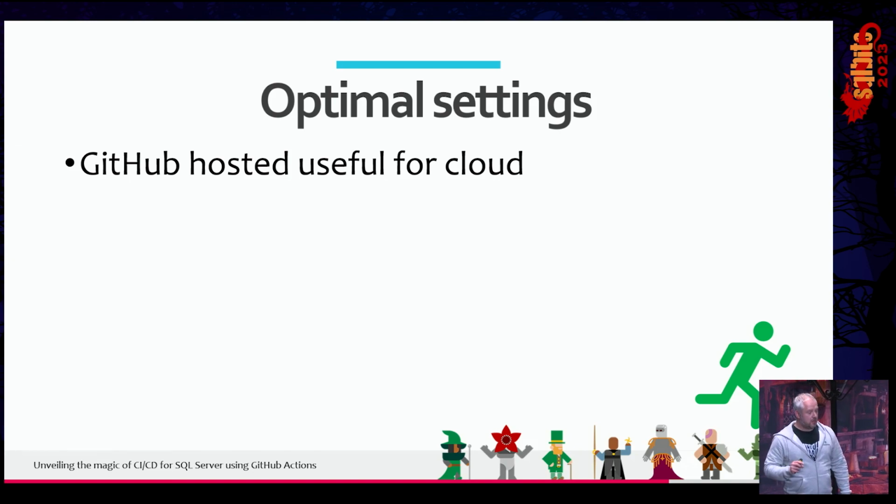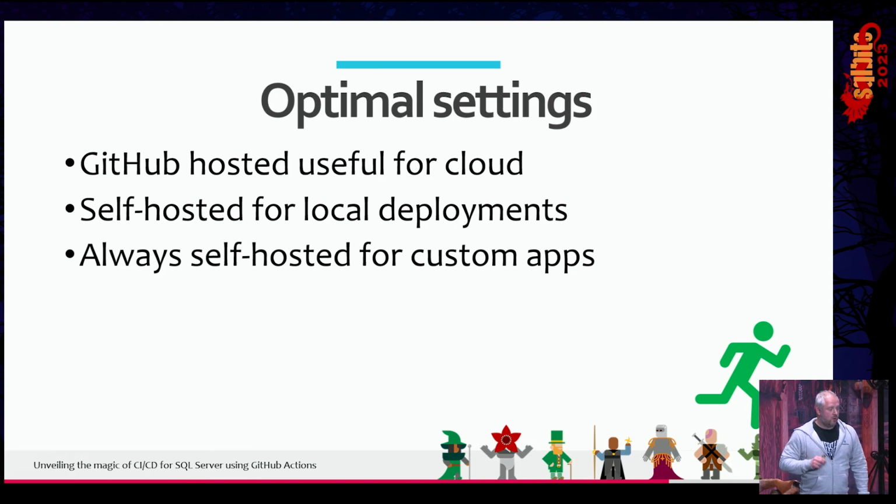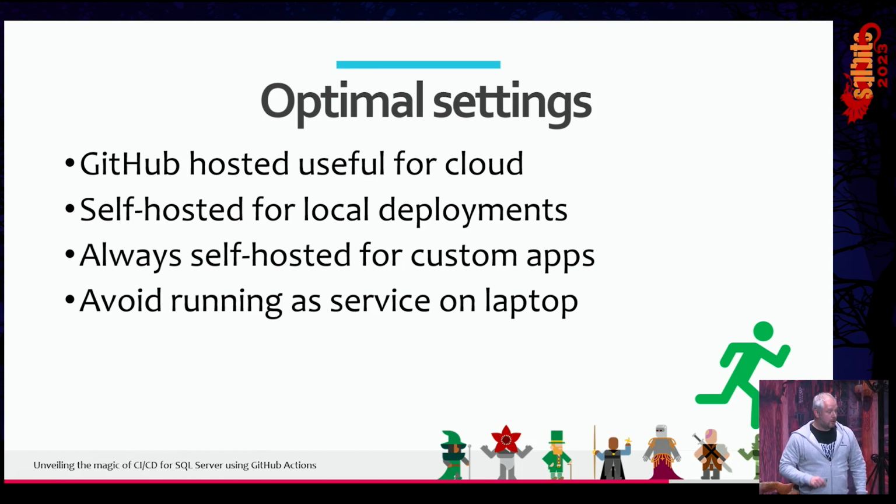So some optimal settings. If you want to do anything in the cloud, just use the GitHub one, right? That is basically what most people will do if you have a GitHub account. Self-hosted is for local deployments. So if you want to do anything locally and push that to one of your local servers, you can use local runners that way. Always use self-hosted for custom apps. It's just way easier to do. Avoid running it as a service. Ask Kevin why. He will tell you why that should not run as a service, just as an application.